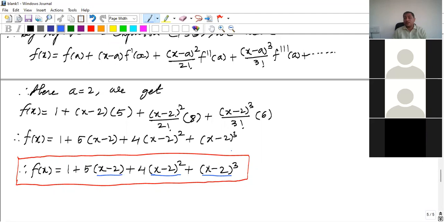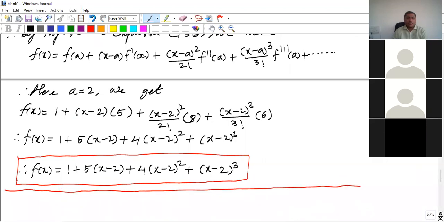But whether this answer is correct or not? There is an easy check. How are you able to check this easily? I'll give you the hint. Put x is equal to 0. If you put x is equal to 0, your answer should be minus 1.